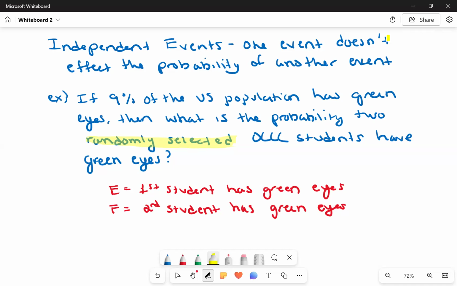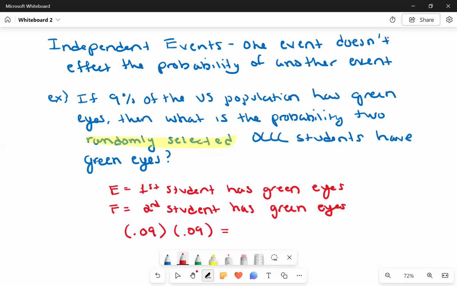And therefore they are independent. Okay. So in this case, the probability that the first student has green eyes is 9%, which I'll write as 0.09. So I'm writing it in its decimal form. And that the second student has green eyes is also 9%, which I'm writing as 0.09. And I'm going to multiply those together. Now, I put it in parentheses just because of the decimal place. It's easier to see the multiplication this way.